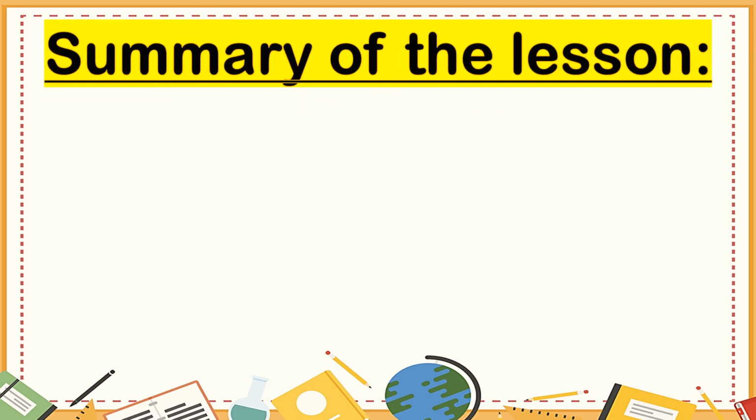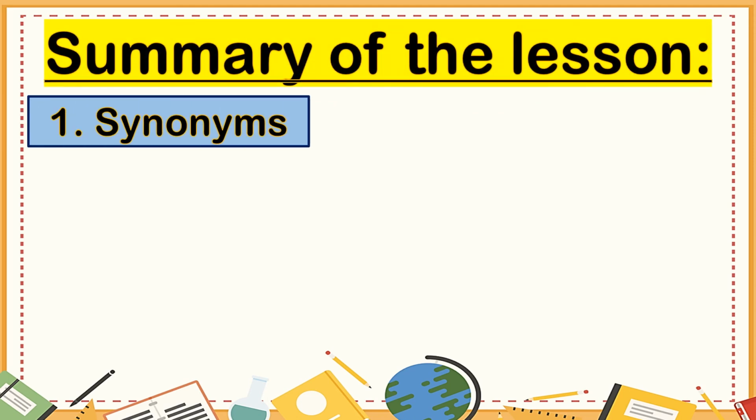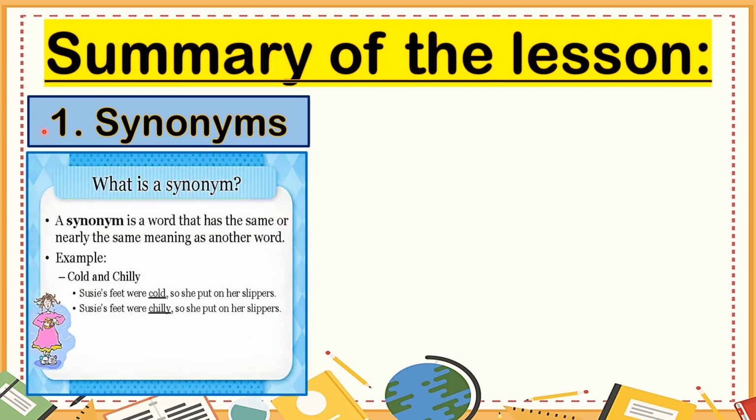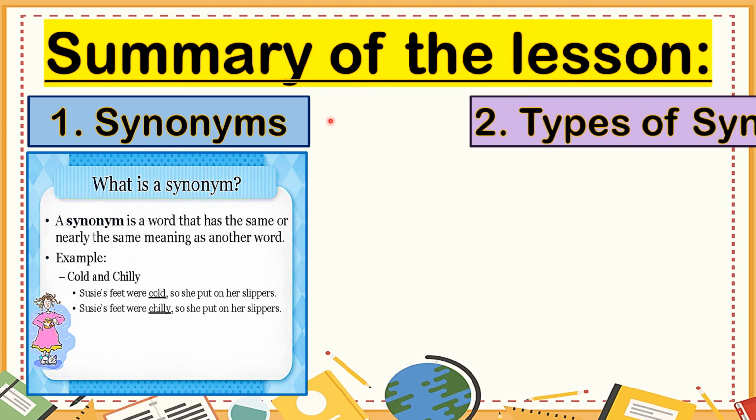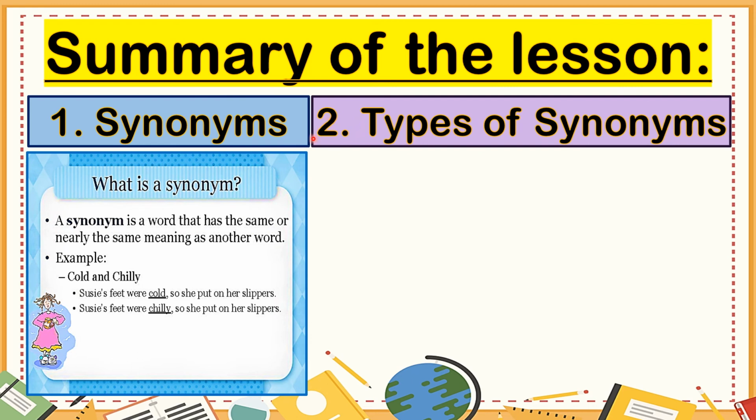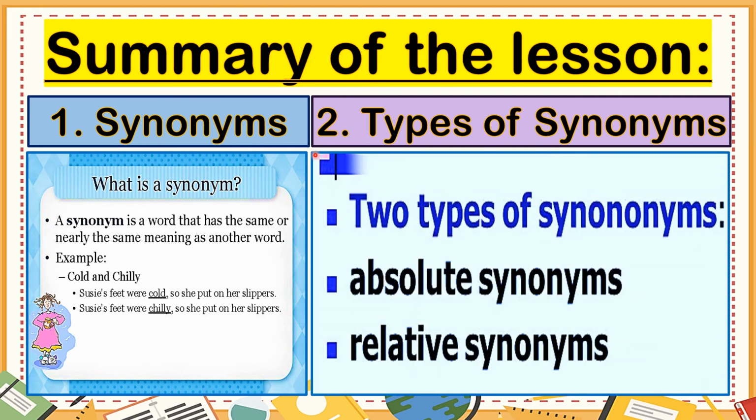So class, here is the summary of our lesson for today. We have discussed synonyms, which are words that have the same or nearly the same meaning as another word. Example, cold, chilly. Susie's feet were cold, so she put on her slippers. Or we can also say, Susie's feet were chilly, so she put on her slippers. Next, the second topic that we have discussed today, types of synonyms. And I told you there are 2 types of synonyms. The first one is absolute synonyms, and the last one is relative synonyms.